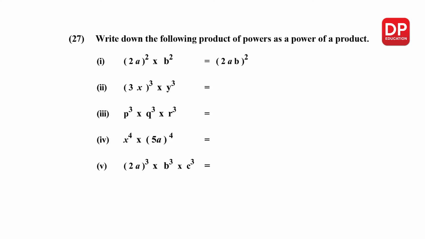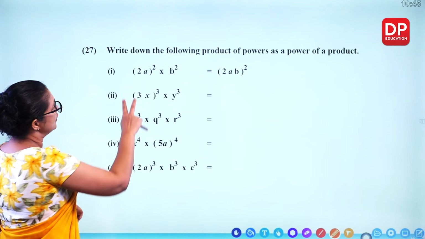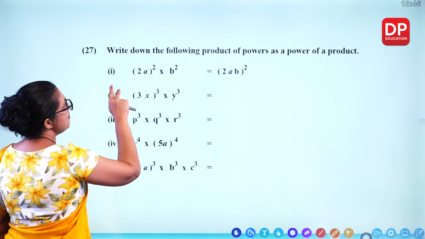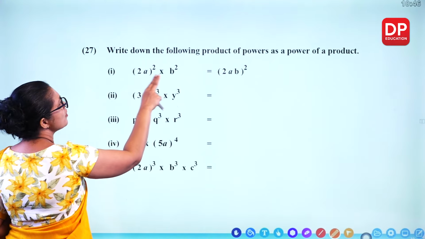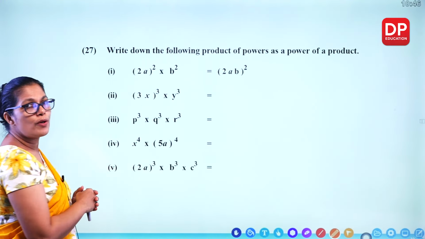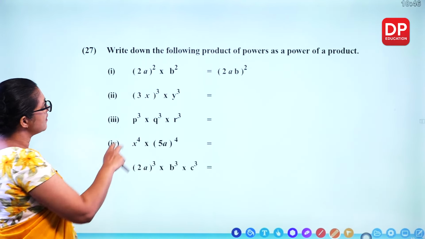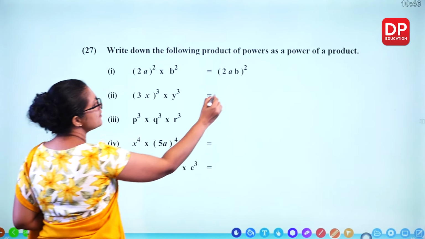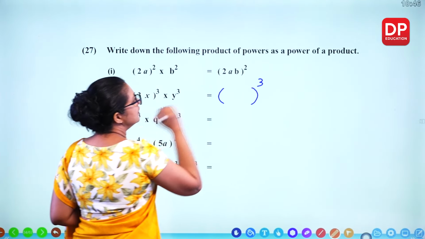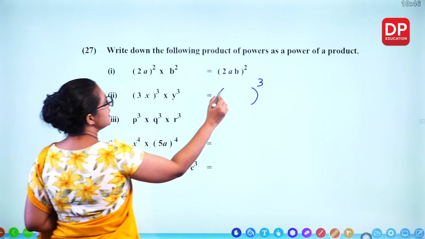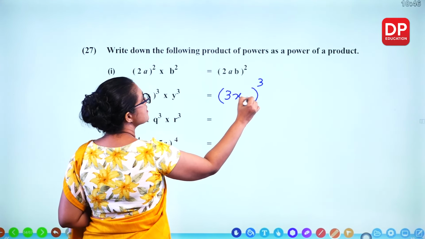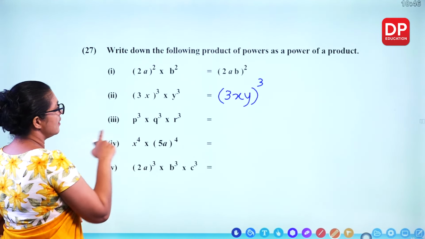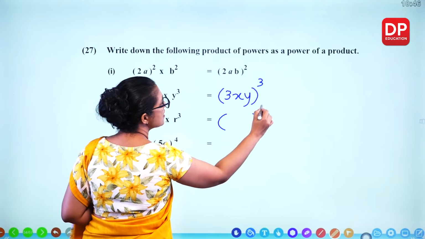Write down the following product of powers as a power of a product. So, 2a and b, both same power. So, you can write 2ab whole thing squared. Now, like that, can you write this one? Power 3 is there. And what are the terms here inside? 3x, y. Here power 3 comes.